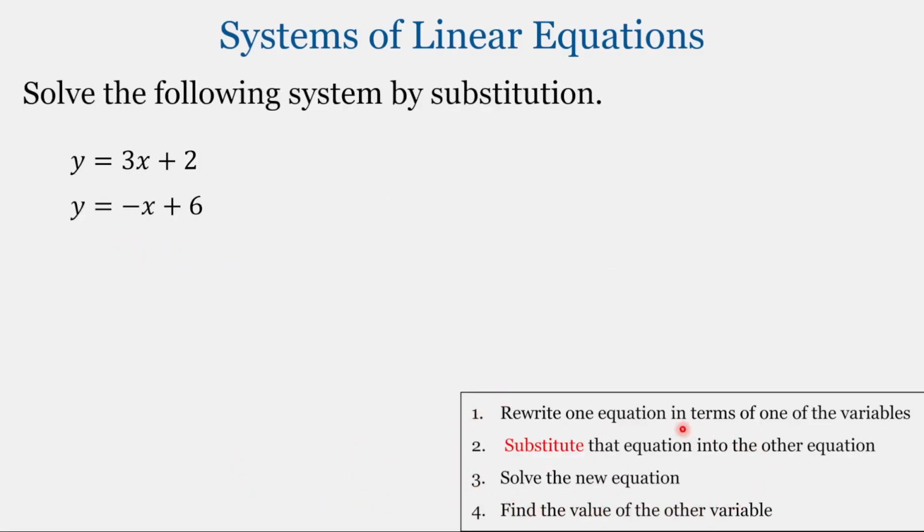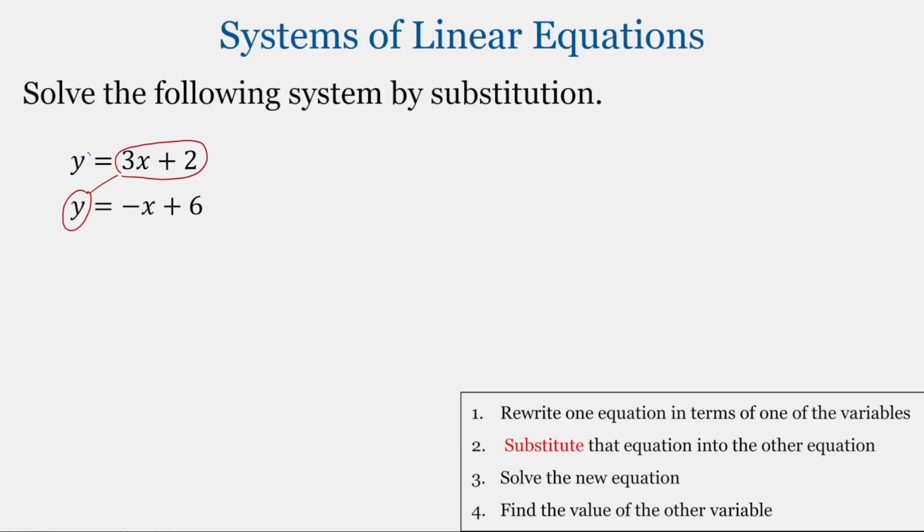So let's try these steps on a second problem. We're going to solve the following system by substitution. The first step is to rewrite one equation in terms of one of the variables. Well, in this case, both of our equations are in slope-intercept form. So both of these are already solved for y in terms of x. So step 1 is already done. Next, we're going to substitute that equation into the other equation. So in this example, I'm going to replace this y in the second equation with 3x plus 2.